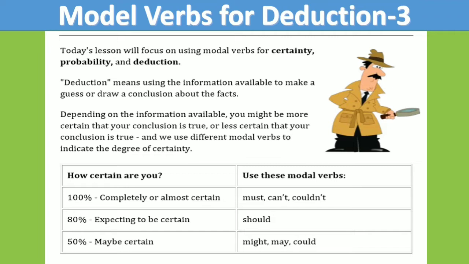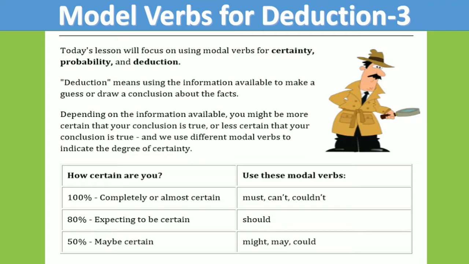If we are completely or almost certain about our conclusion, we use the modal verbs must, can't, and couldn't. If we are mostly certain, if we have an expectation, we use the modal verb should. And if we are not so certain, we think maybe it's true, but maybe it's not, then we use the modal verbs might, may, and could. Let's look at some examples.